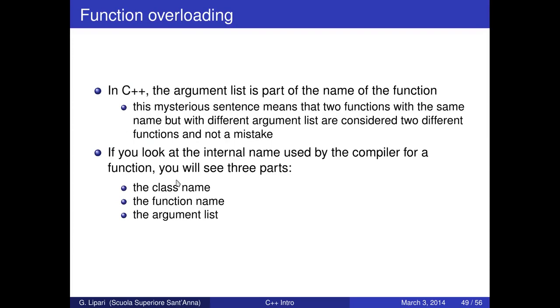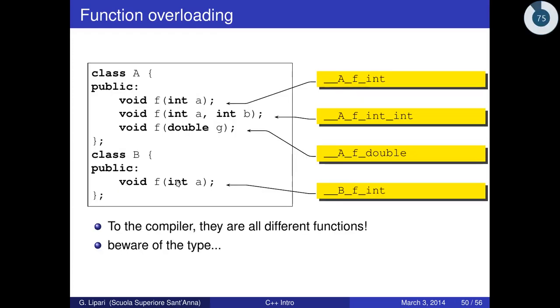Okay? So if you look at the internal name used by the compiler for a function, it actually consists of three parts: the class name, the function name, and the argument list. So the function f of class A, the compiler internally will transform into something like that. Basically it prepends some strange character, then the name of the class, then the name of the function, then the type of the argument. And if you have two arguments, it looks like this, like that, like this. As you can see, internally these are all different. So for C++, these four functions are all different functions.